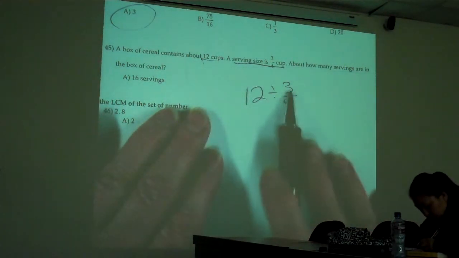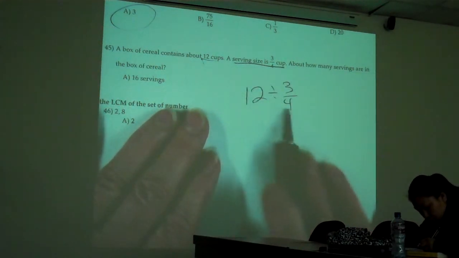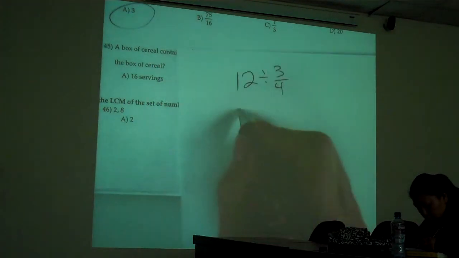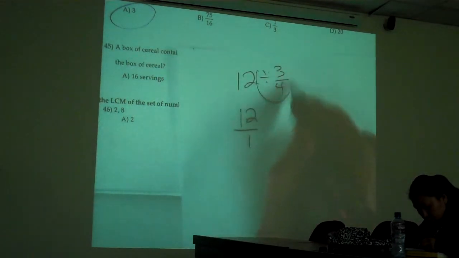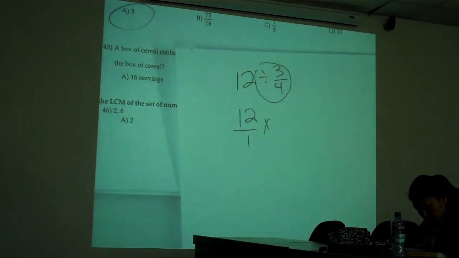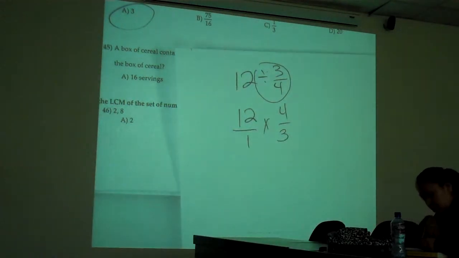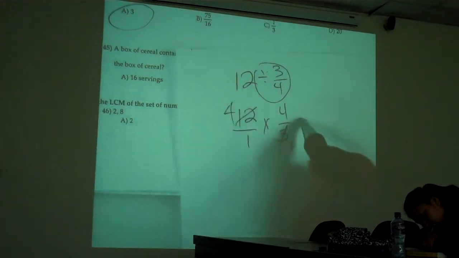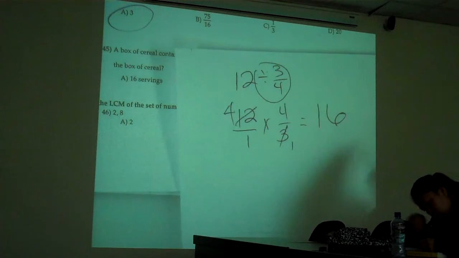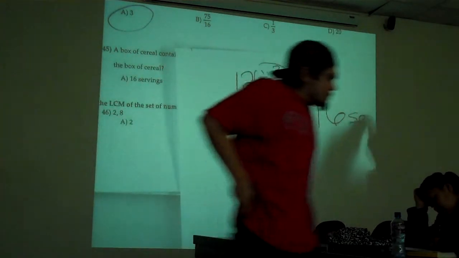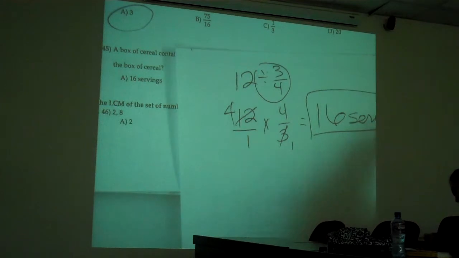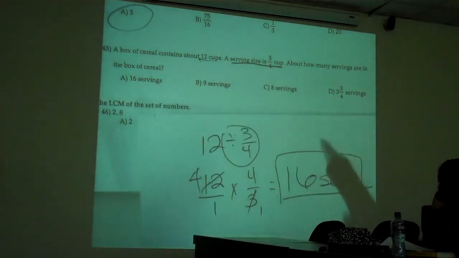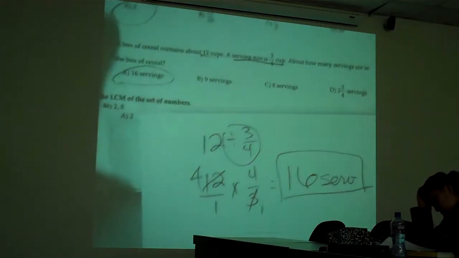So do it without a fraction to figure out whether you're going to be multiplying or dividing, okay? That's the easiest way to figure out what to do with it. This turns into 12 over 1 multiplied by the reciprocal, times 4/3. Divide by 3. Divide by 3. So 4 times 4 is 16. Which makes sense, you would have more servings than 12 because if you did 1 cup servings, you'd have 12 servings. But this is less than a cup, so that does make sense that there's 16 servings.